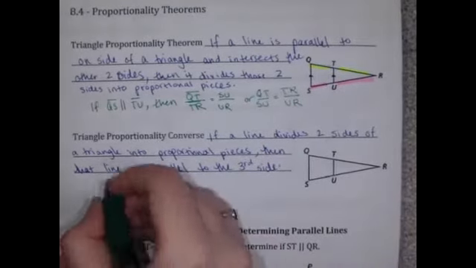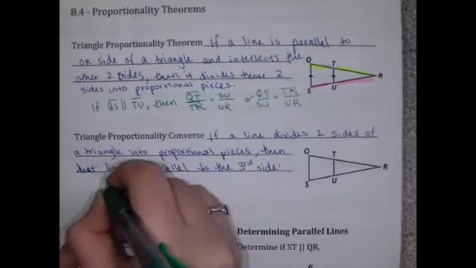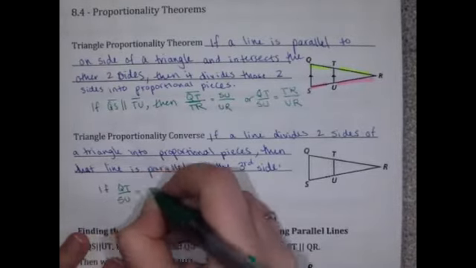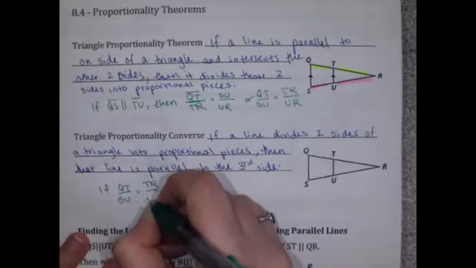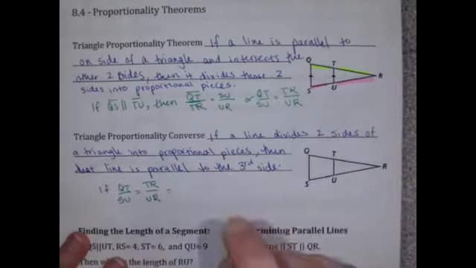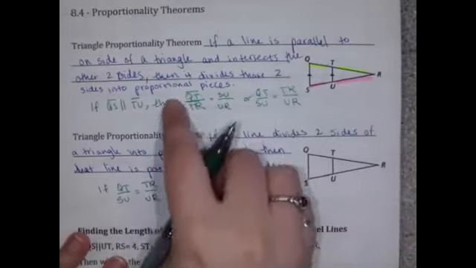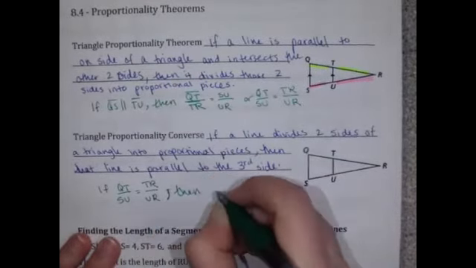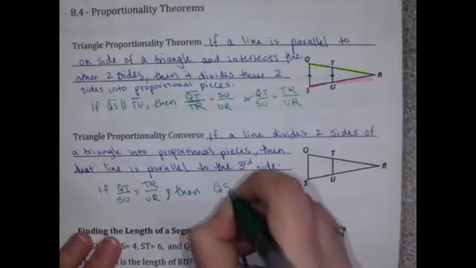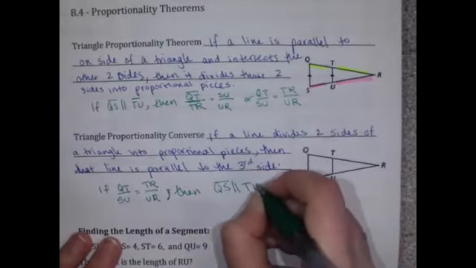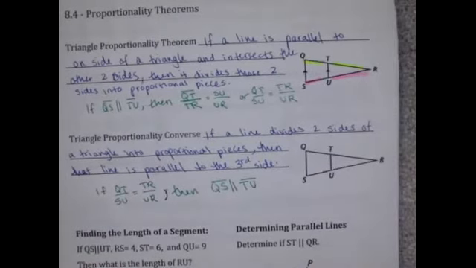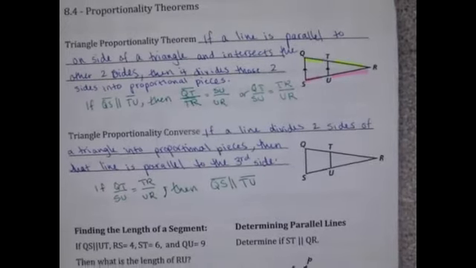So this one goes the opposite way. For instance, if QT over SU was equal to TR over UR, or the other way we set that up here, then I know that QS must be parallel to TU. So that's the triangle proportionality theorem and the triangle proportionality converse.